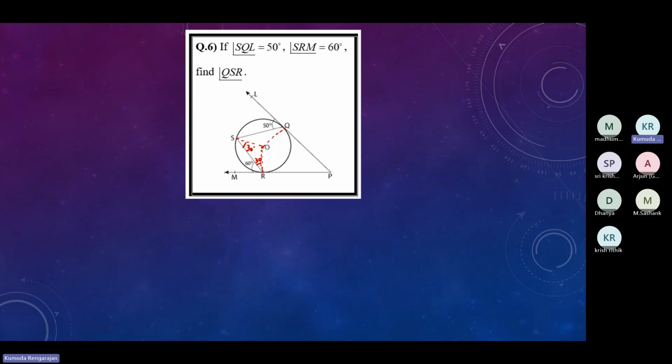Here, OQ radius, QL tangent. So this is 90. From the radius to the tangent is 90 degrees. So 90 minus 50, this is 40. Again, isosceles triangle because OQ is equal to OS, radius. So this is 40. 40 plus 30, 70. QSR is 70 degrees.